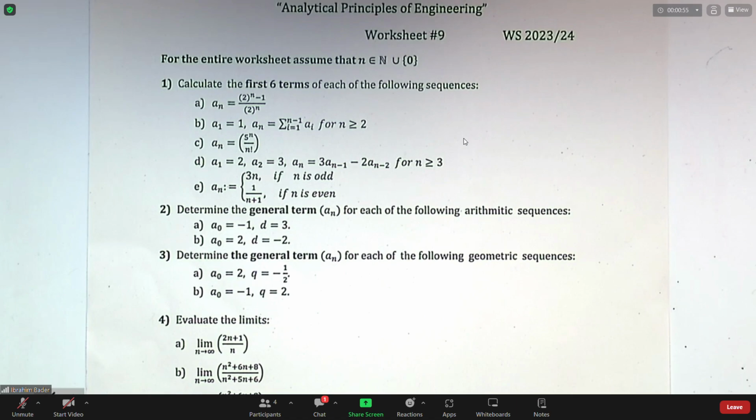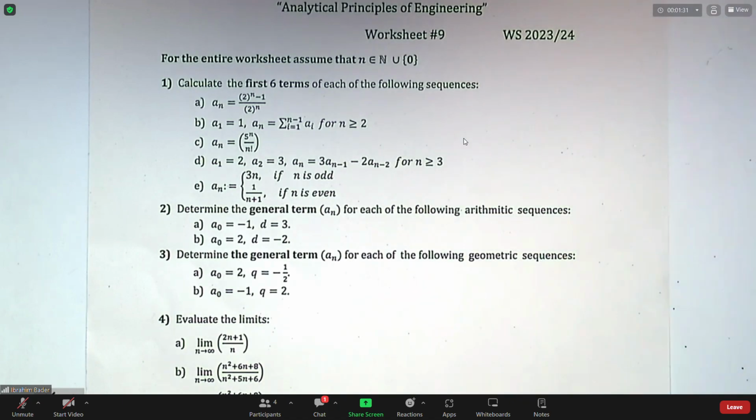Yes, okay. So we're going to solve this worksheet. It's basically about the last topic we had about sequences. So here the first assignment asks you to evaluate the first n elements. If you start at 0, then you need to evaluate A0 up to A5. So this is the first assignment, evaluating the terms of a given sequence.